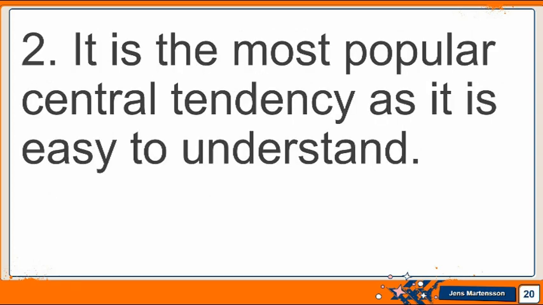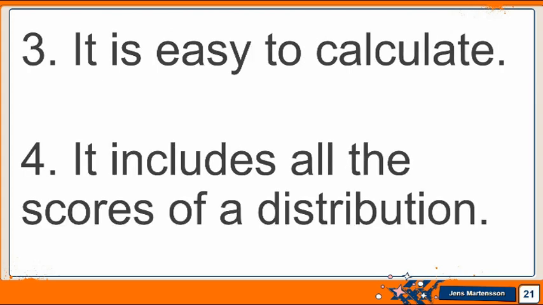Pangalawa, it is the most popular central tendency as it is easy to understand. So, kaya ang ginagamit natin sa competition is the mean kasi madali lang siyang gamitin at madali siyang maintindihan. Once na naibigay sa inyo si average, madali siyang i-comprehend. Number 3, it is easy to calculate. So, i-add mo lang kasi siya, tapos i-divide mo kung ilan sila, then you have the mean. Number 4, it includes all the scores of a distribution. So, that's why in the formula, meron tayong summation of the scores or the total number of scores.